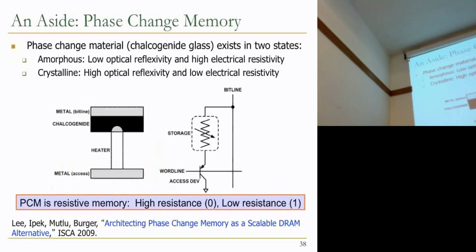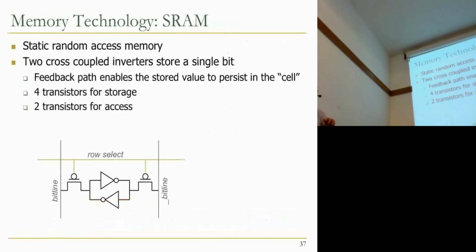Phase change memory is, again, similar in some sense. It has some storage element over here. Basically, the storage element stores data not in terms of charge. Here, we're trapping charge somehow. We're trapping charge either in the capacitor or in this cross-coupled inverter.